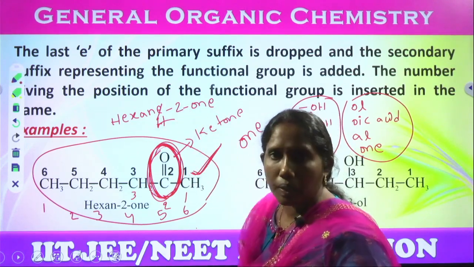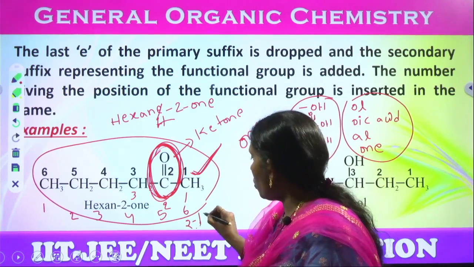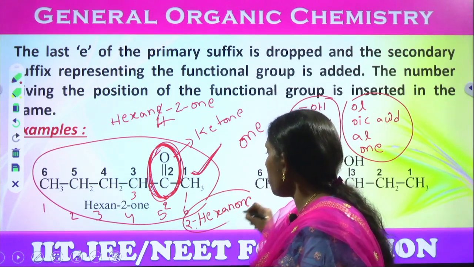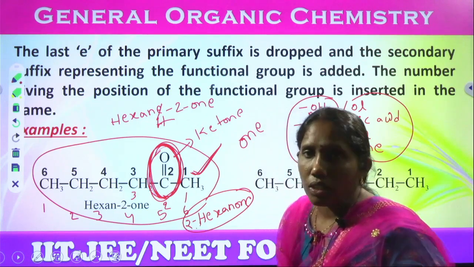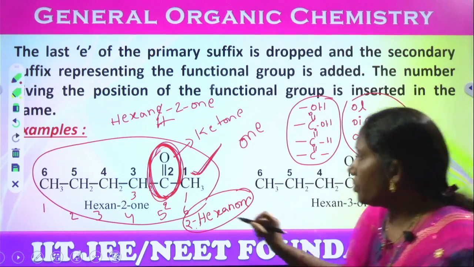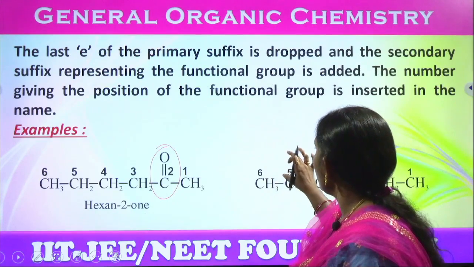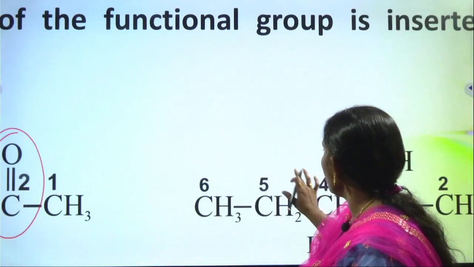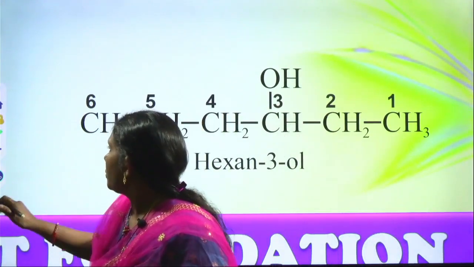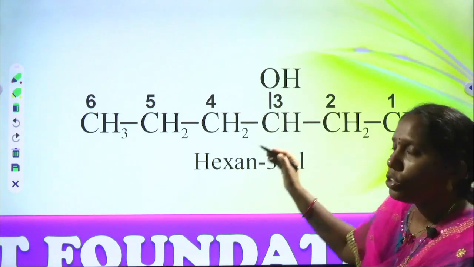Hexan-2-one, or else we can write it as 2-hexanone, is also correct. So this is an example for the functional group containing compounds. Let us see one more example here. This is an example of the numbering in two cases.